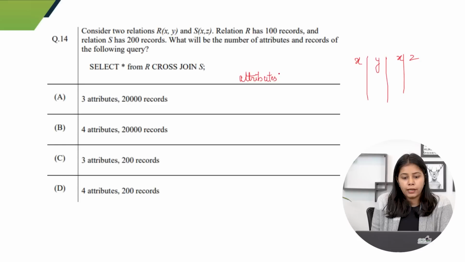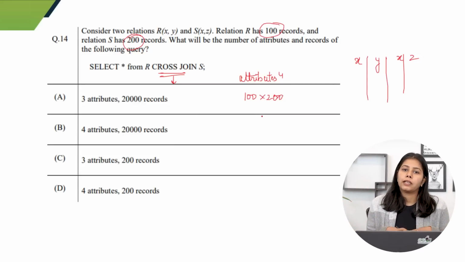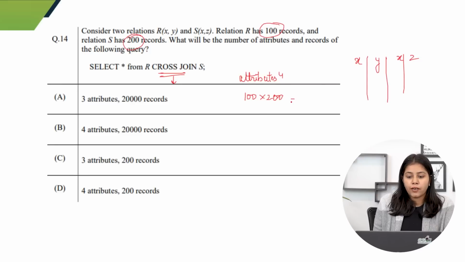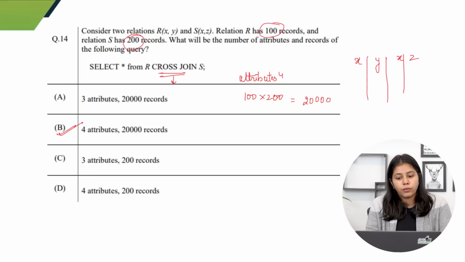How does cross join work? It takes a Cartesian product, right? And in the Cartesian product, because R has 100 records and S has 200 records, in total we have 100 into 200 records, because it makes tuples from R and S to get a Cartesian product. So how many records? 100 into 200 gives 20,000 records. So option B is true. We get four attributes and 20,000 records. This is a simple question.